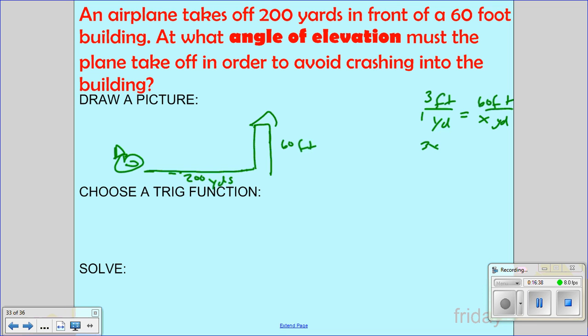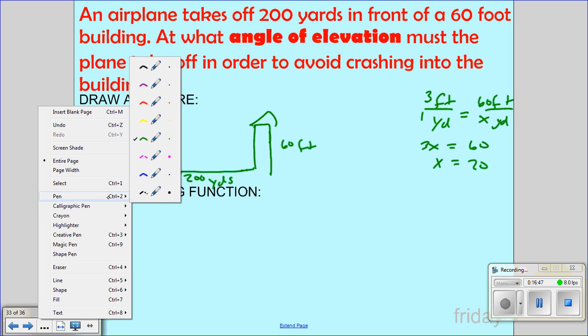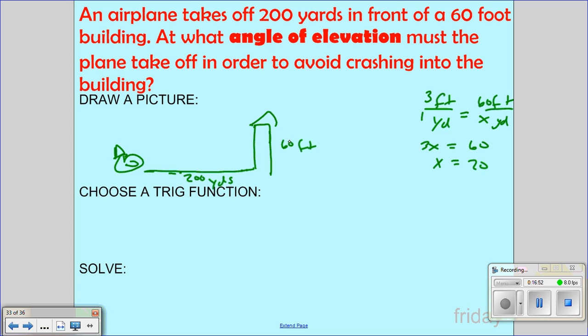So that would be 3x equals 60. So divide by 3. So x is 20. So this is 20 yards. We want everything to be the same units. I could have converted the 200 into feet and it would have been fine, but I need it to be the same units at the end of the day. So 20 yards. Alrighty.